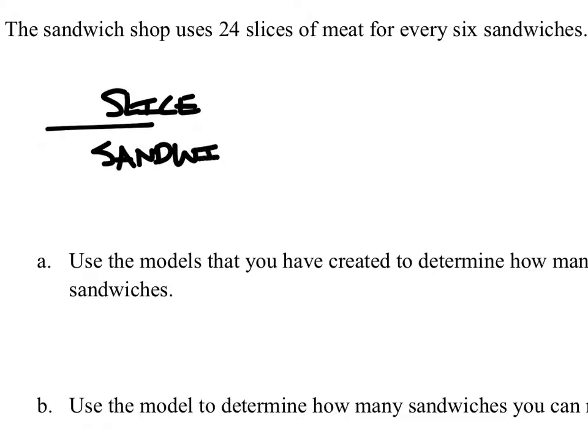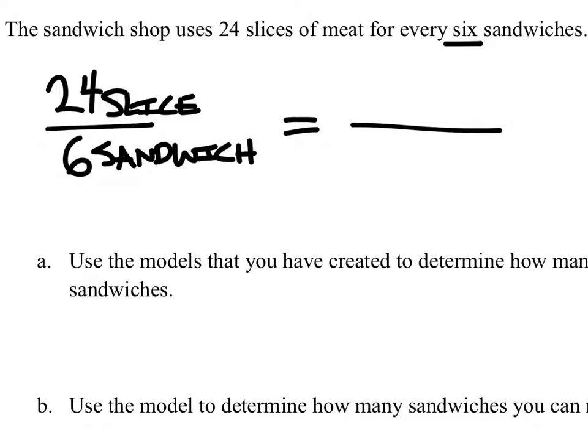Now, you could have switched these 2, okay? So you could have had sandwiches in the numerator. It's not going to matter. But we can see the one that they gave us was 24 slices for 6 sandwiches, right? Now, we want the unit rate on these. So would we want to figure out how many sandwiches for 1 slice or how many slices for 1 sandwich? Probably how many slices for 1 sandwich, okay?